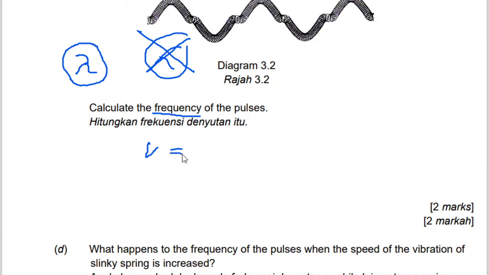V sama dengan F lambda. So make it a habit to write the formula first. And then we know that the velocity is 24, kan? So the velocity is 24. They ask you to determine the frequency. And then, what is lambda?